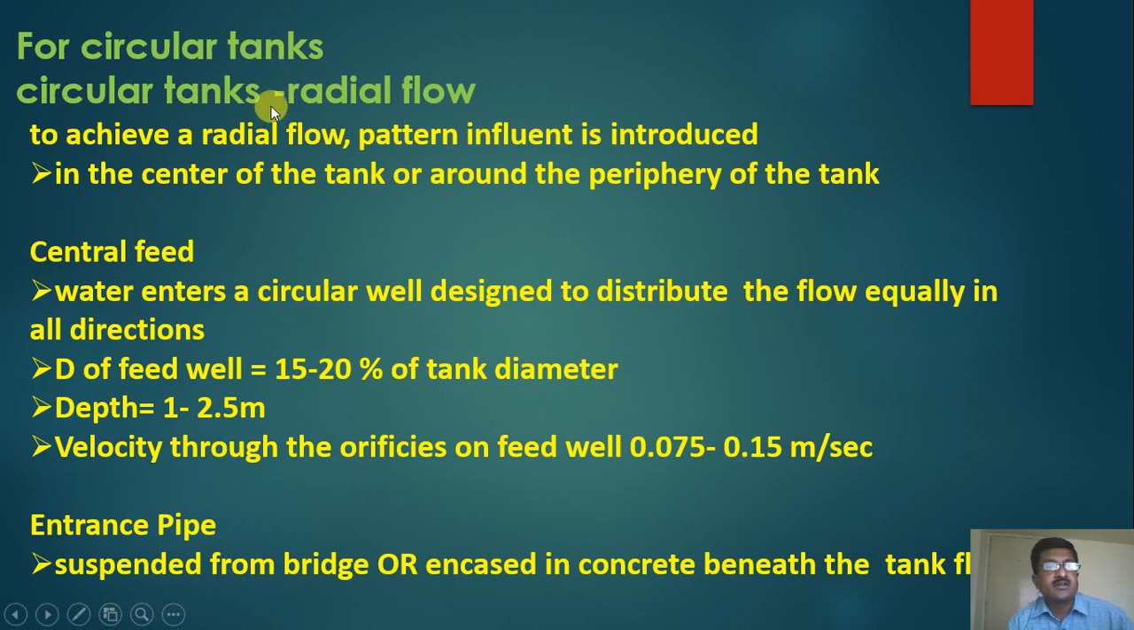For circular tanks with radial flow, to achieve this radial flow pattern, the influent is introduced at the center of the tank or around the periphery of the tank. Now how is the water supplied? It's called a central feed. Water enters a circular well designed to distribute the flow equally in all directions. The diameter of the feed well is generally 15 to 20% of the tank diameter, and the depth of the tank is 1 to 2.5 meter. Velocity through the orifices on a feed well is 0.075 to 0.15 meter per second. So during the design we will see all these aspects.